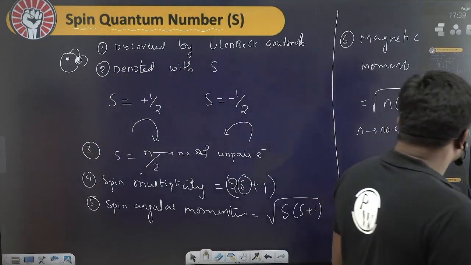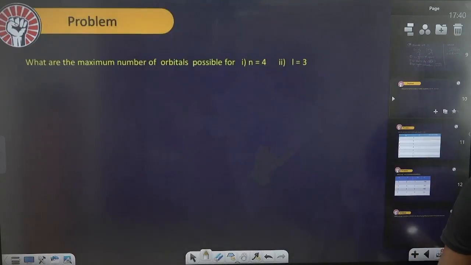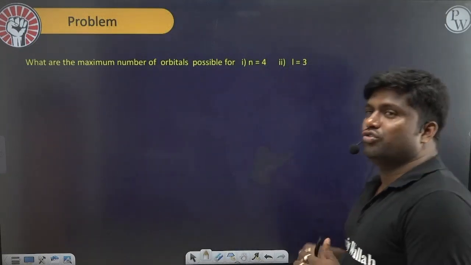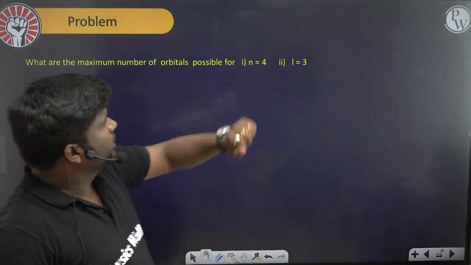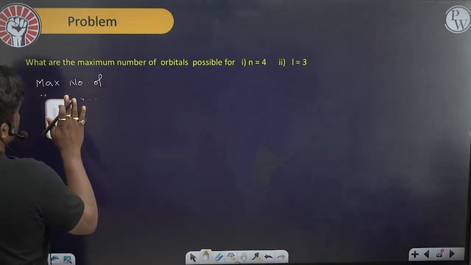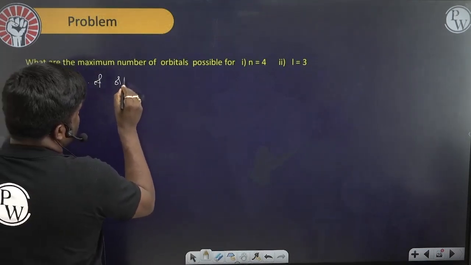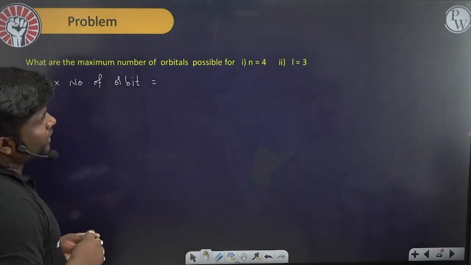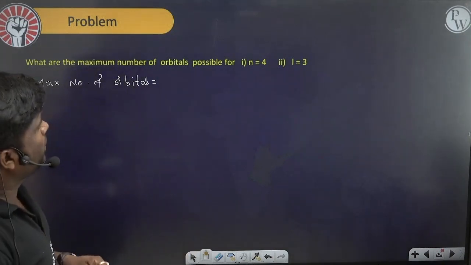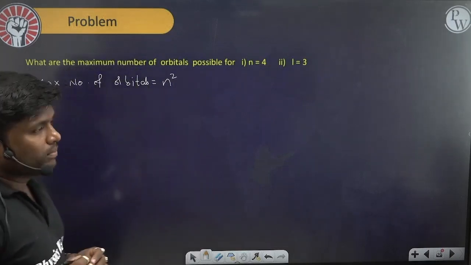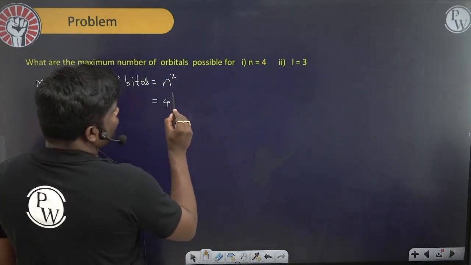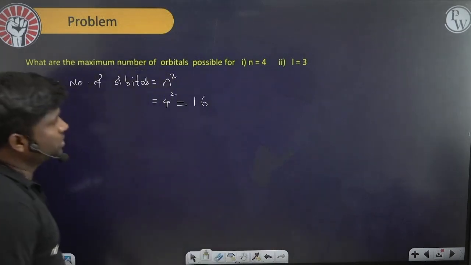Okay. So now let us do some questions based on these quantum numbers. What is the maximum number of orbitals possible for n equals 4, l equals 3? If the n value is given, how can you write it? The maximum number of orbitals is equal to n square. Your n value is how much here? 4. So it is 4 square, which means the maximum number of orbitals is 16.